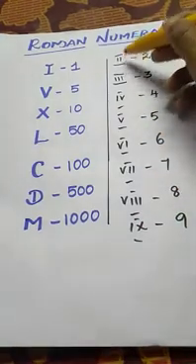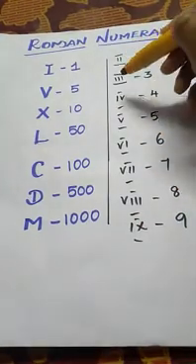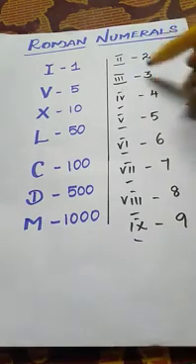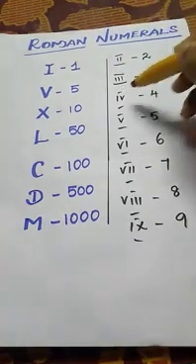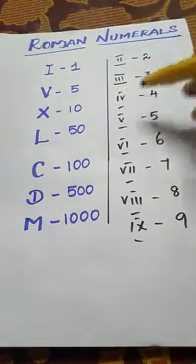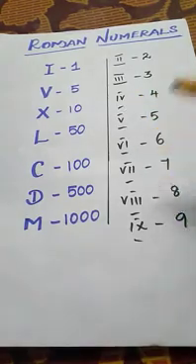Actually, double I can be written as 2. 3 can be written as triple I. And 4 can be written as IV. Next, 5 up to 9. I will explain the rules.